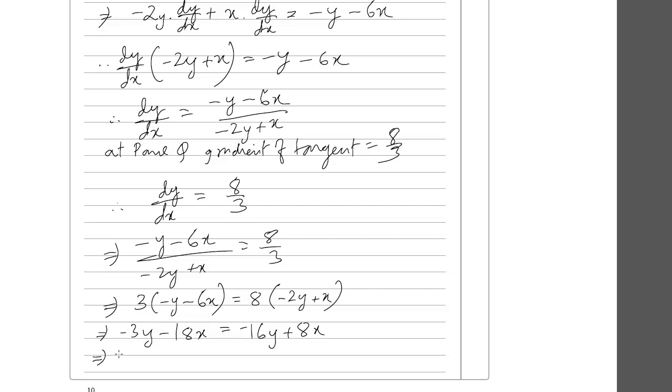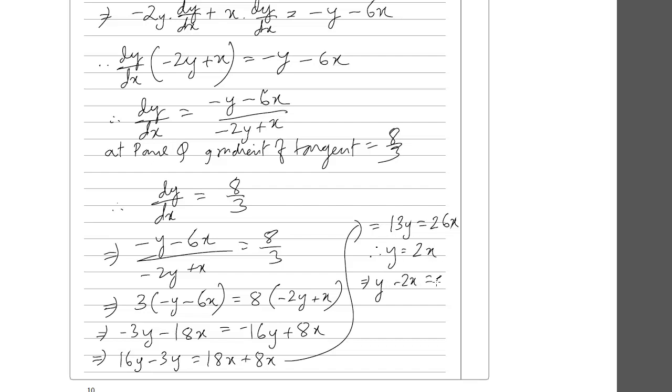Let me bring all the y on one side. So this would be 16y minus 3y equals, if I bring this minus 18x over, 18x plus 8x. 16y minus 3y is 13y, equals 18 plus 8, which is 26x. Therefore, if I divide both sides by 13, y equals 2x. So y minus 2x equals 0 is what we have to express in the first question.